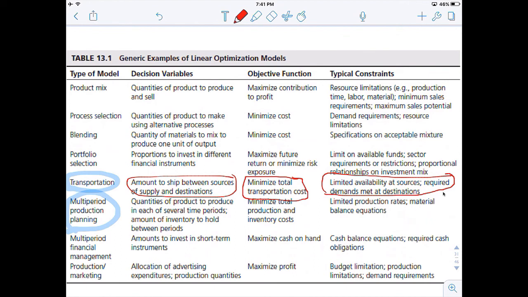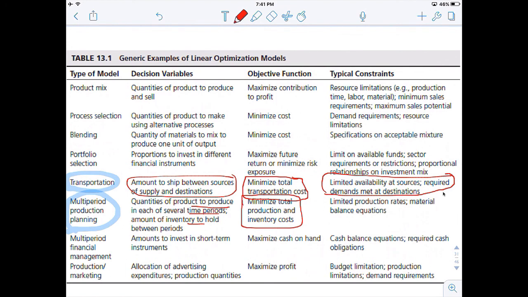So usually the decision variables are the quantities of product to produce in each of several time periods. Okay, you have to control how much you produce, right? And then how much you keep in inventory between periods, right? So the traditional or most likely objective function is to minimize the total production and inventory costs.